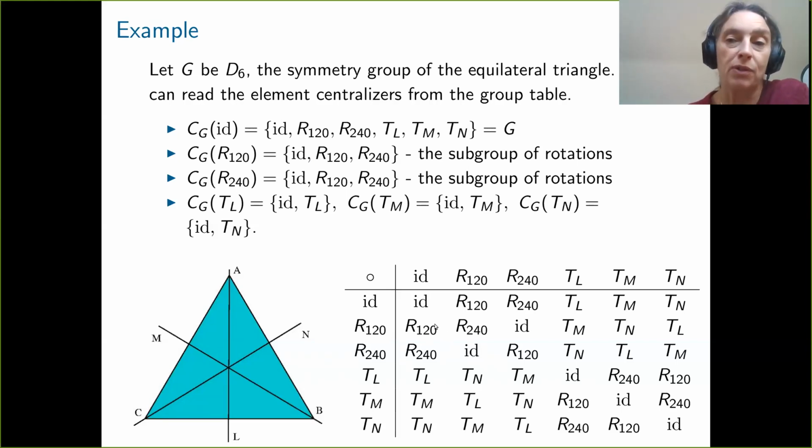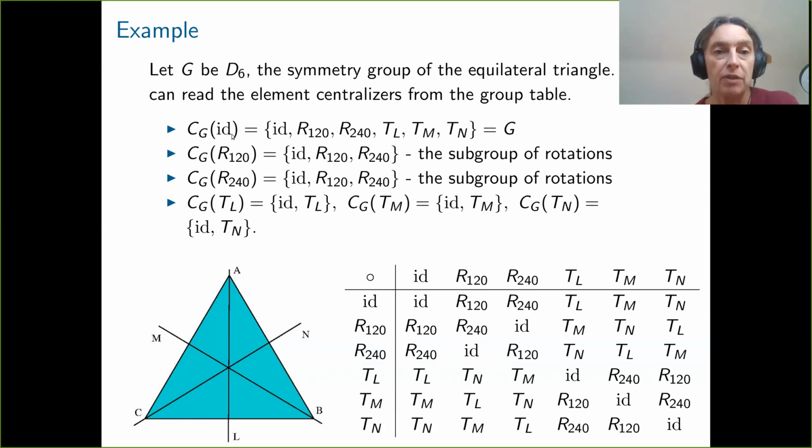If you're in a big infinite group, of course, you can't just read off what the centralizer of some element is. But for D6, we can do it. So just to make sure that we're clear on the meaning of the concept of centralizer, let's have a look. This group has 6 elements. We can look at the table and read off what the centralizer of each one is.